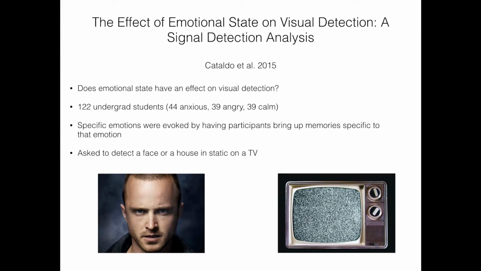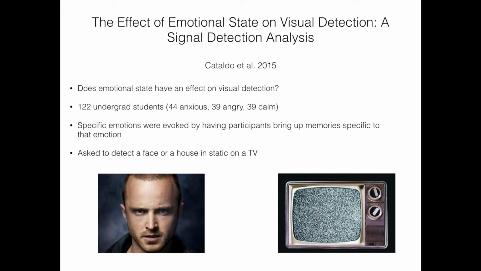In a study done in 2015 by researchers at UMass Amherst, titled "The Effect of Emotional State on Visual Detection, a Signal Detection Analysis," researchers wanted to see, does emotional state have an effect on visual detection? They used 122 undergrad students and asked them to find, in Experiment 1, a face through static on the TV, or, in Experiment 2, a house through static on the TV. Of these 122 students, 44 were anxious, 39 were angry, and 39 were calm. Specific emotions were evoked by having participants bring up memories specific to that emotion.